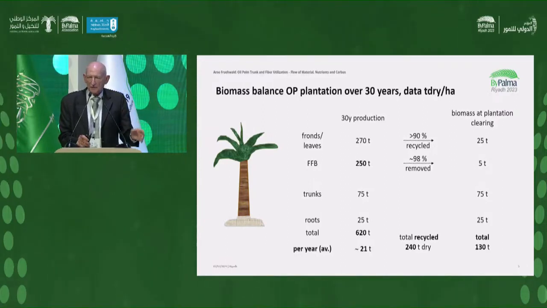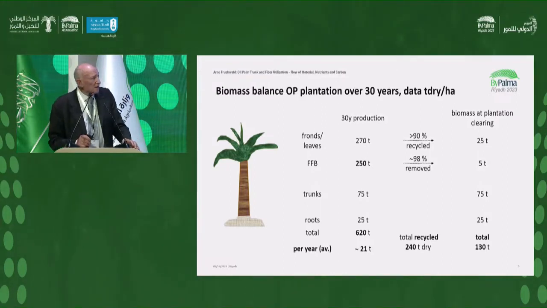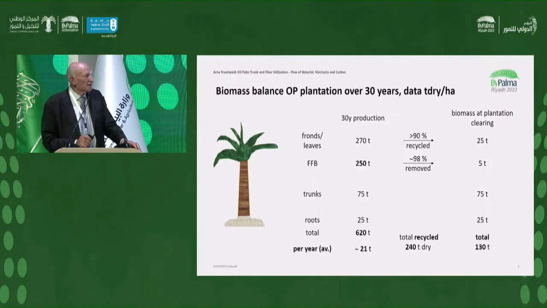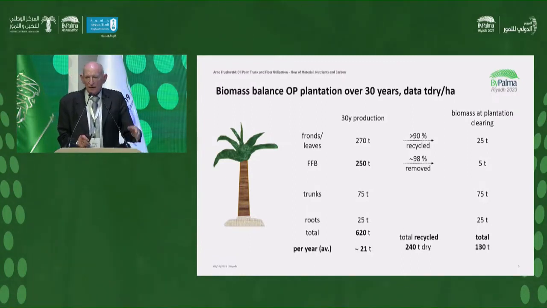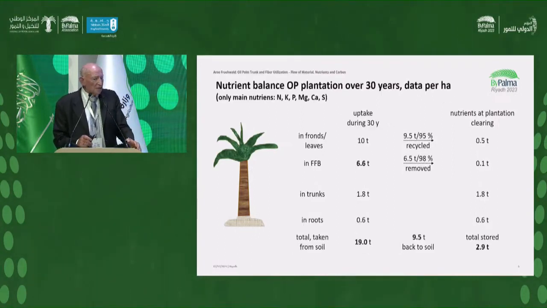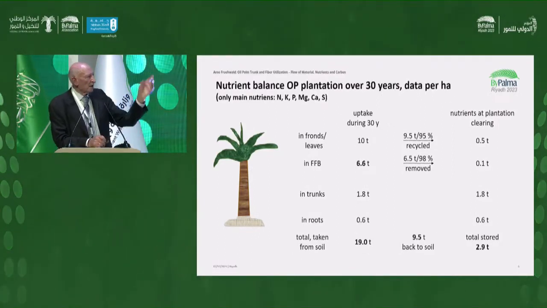50% or even more than 50% are the trunks. So the idea is to use the trunks first, and maybe also a part of these 25 tons remaining of the fibrous biomass. And if you look at the production of leaves and fronds, it's 270 tons over time. So the idea could also be to take out a certain amount of that material every year.